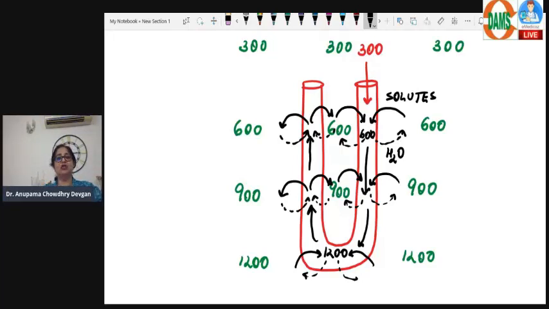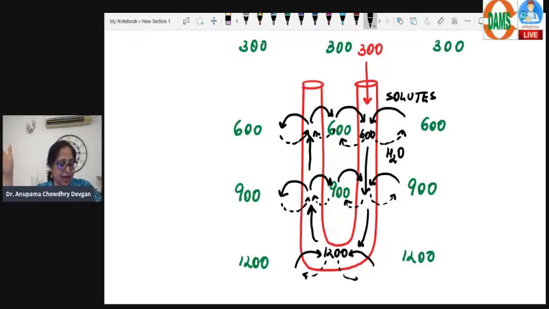Solutes will enter into the vasa recta from the surrounding interstitium in the descending limb. But in the ascending limb, these solutes are dumped back into the interstitium. So this prevents a washout of the solutes. Have you understood? In the descending limb, solutes are entering into the vasa recta. In the ascending limb, they are going back into the medulla. This prevents a washout of the solutes.